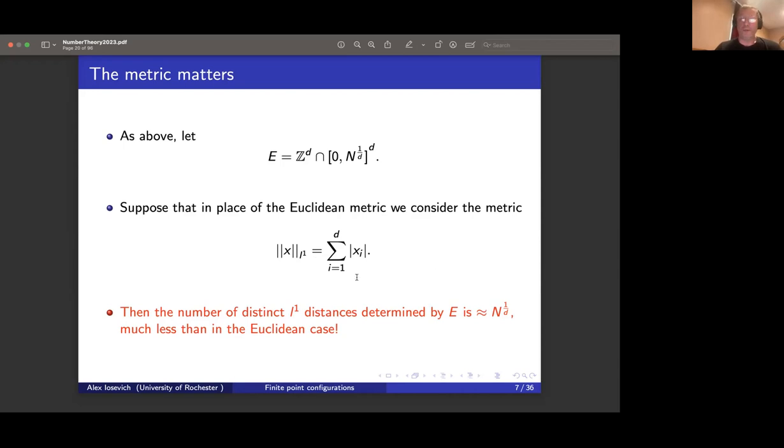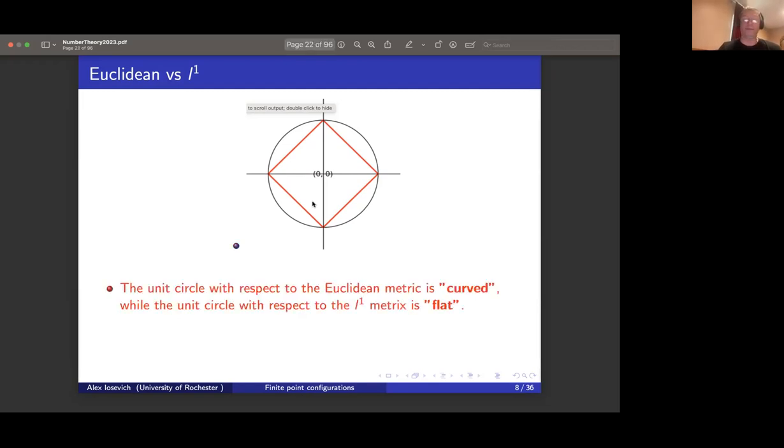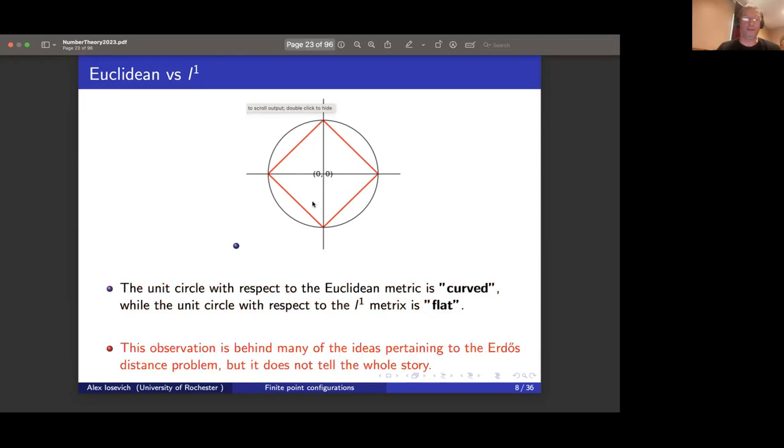So then the question is, what is the difference between the little L1 distance and the little L2 distance? Well, there are lots of differences. But the paradigm that's been driving these problems is that the circle with respect to the little L2 distance, the Euclidean distance, is curved, whereas the circle with respect to the little L1 distance, this rhombus on this picture, is flat. So the guiding paradigm is the curvature. And this guiding paradigm has led to many interesting results in this area. However, there are little hints that suggest that this does not tell the whole story.